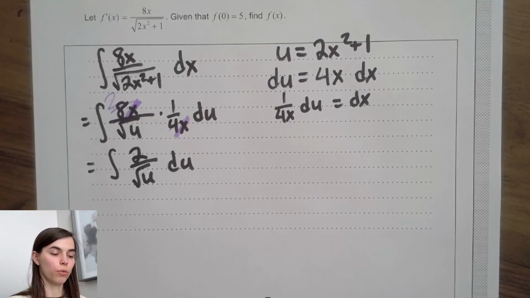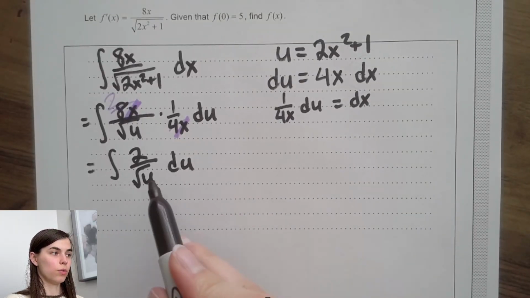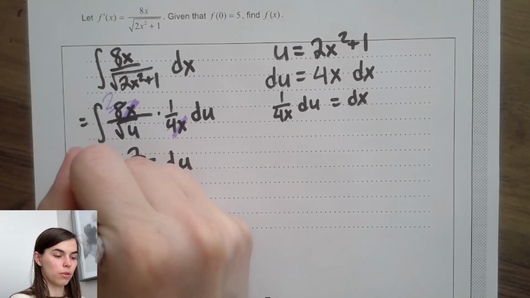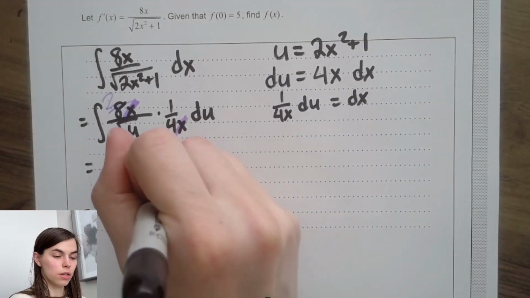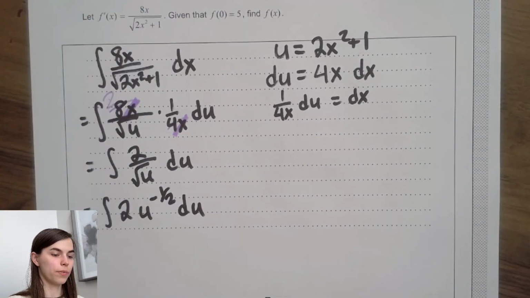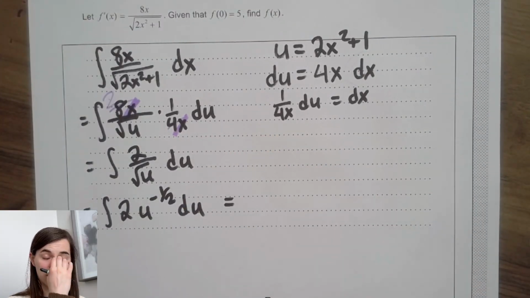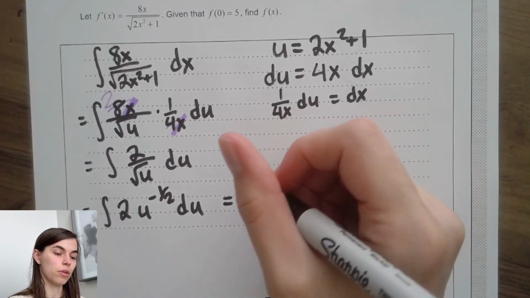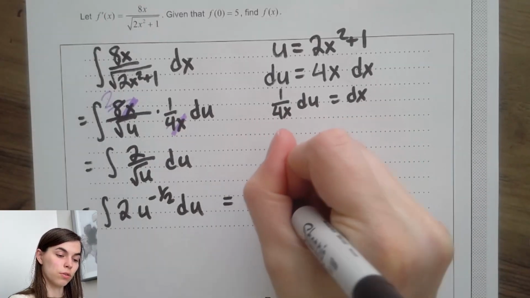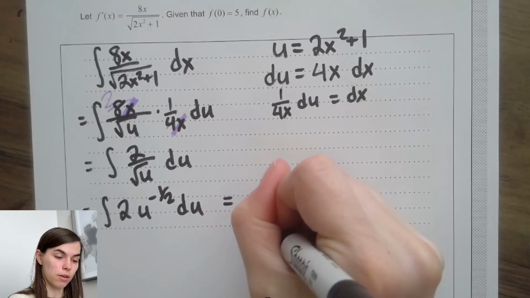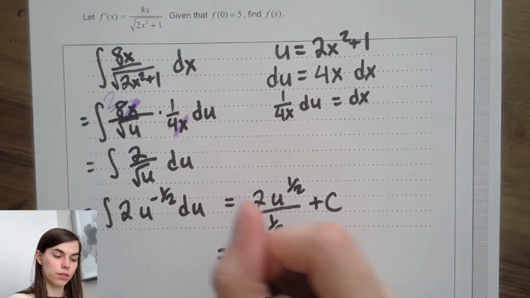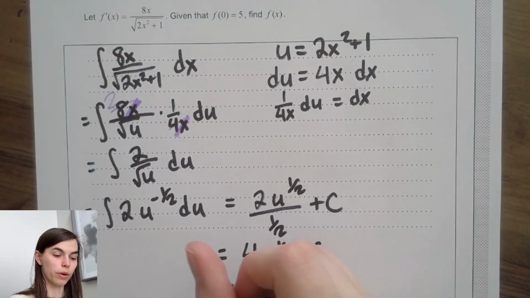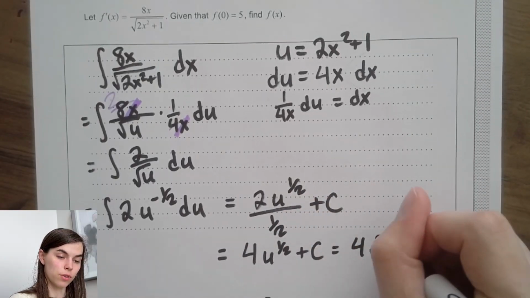This is kind of like a power rule, where the power of u in this case is going to be negative 1/2 because it's on the bottom there. I'm going to just write it out, this is how I like to do it, so we can see it's a power rule. And then we can take the antiderivative. Now we add 1 to the exponent, so it'll make it a positive 1/2, and then divide by 1/2. So 2u to the 1/2 divided by 1/2 plus c, which is the same as 4u to the 1/2 plus c, or rather 4 square root of u plus c.